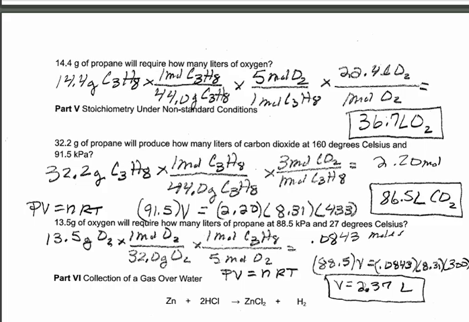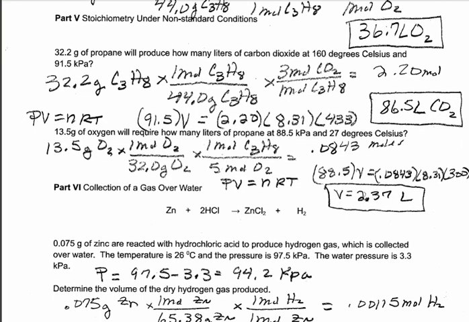Okay, we're going to repeat this process for the next question. 13.5 grams of oxygen requires how many liters of propane? And the temperature and pressure are given. So one more time, this time we'll start with grams of oxygen times 1 mole over molar mass times 1 over 5 moles. That's the ratio. We end with moles. Follow up with PIVOT, PV equals nRT. And of course, 88.5 multiplied by volume. And then our moles 0.0843 times 8.31 times our temperature 300 gives us 2.37 liters. So those two are very similar.